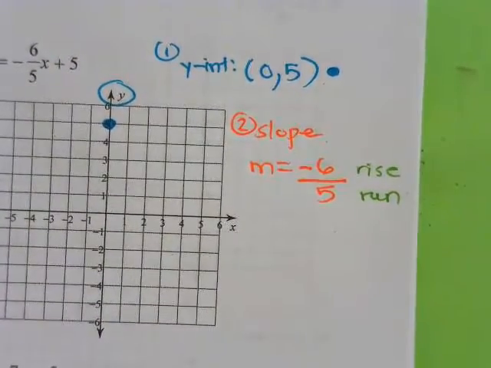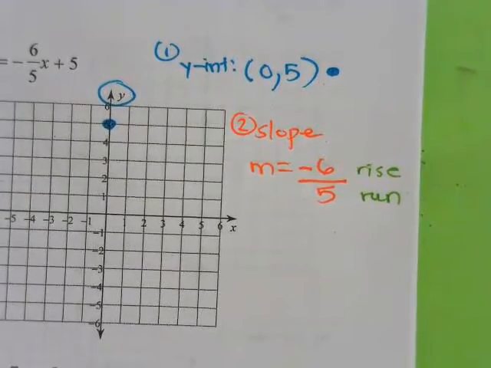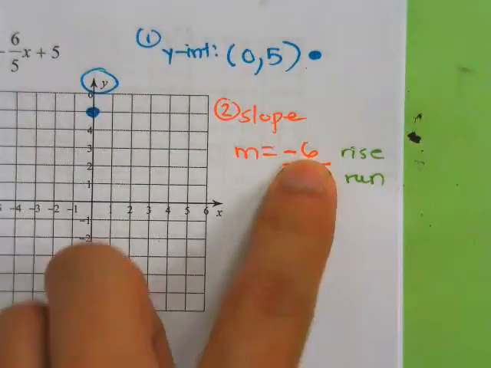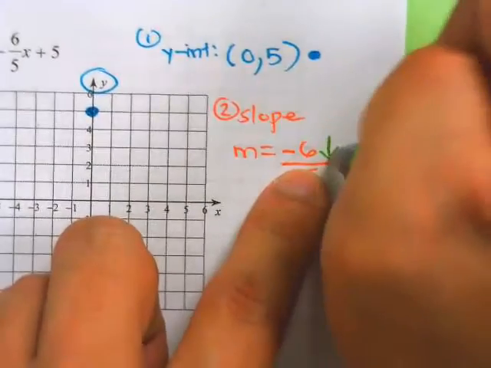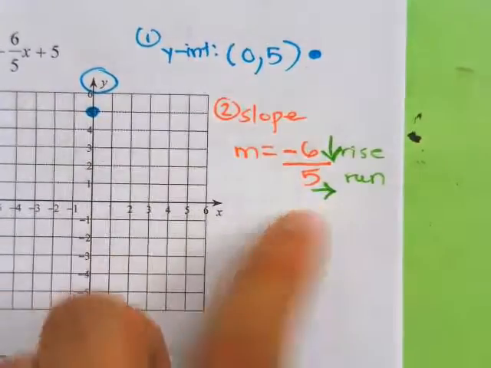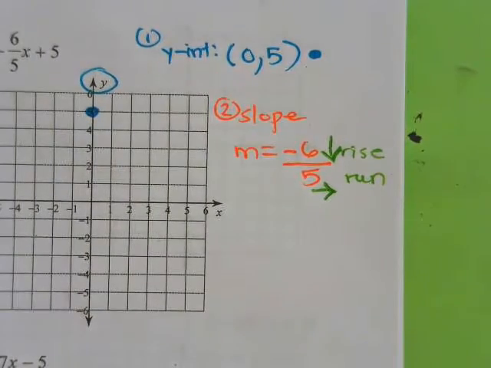The negative will determine another direction. We're not going 6 up. Where do you think we have to go? 6 down. 6 down, 5 to the right. So like I said, we're always going to the right no matter what.